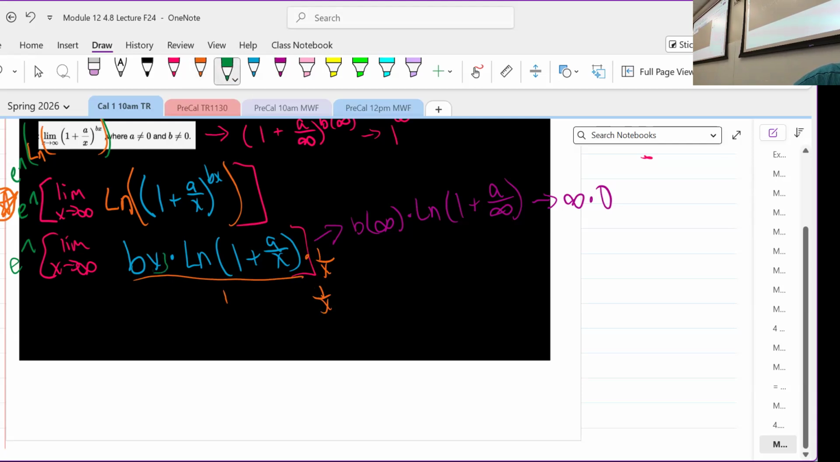So the bx with the 1 over x, those guys will cancel. And on the bottom, I have 1 over x. So the b is going to stay on top. I could multiply by 1 over bx if I wanted. Like it actually doesn't really matter where the b goes.